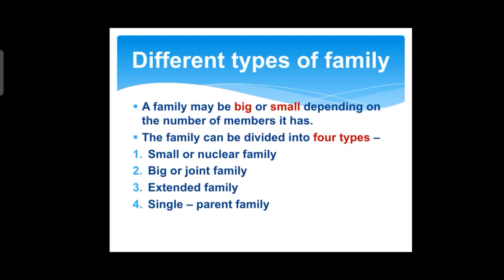So the family can be divided into 4 types. First one is small or nuclear family. Second one, big or joint family. Third one, extended family. And the fourth one is single parent family.